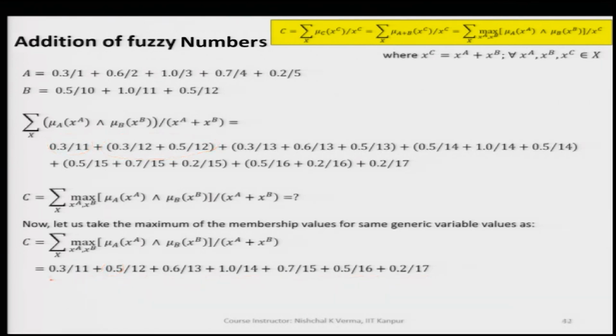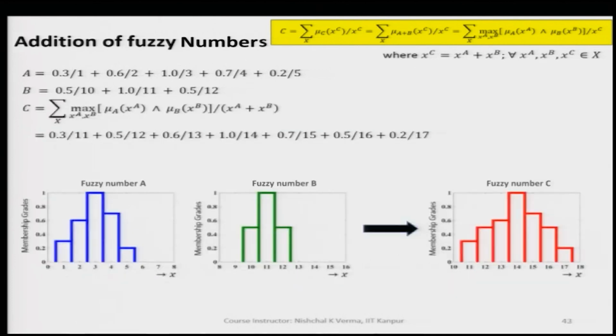So, this way we have the expression here of the resultant fuzzy set C, which is nothing but a fuzzy number. As I have already mentioned, this C is the addition of two fuzzy numbers A and B. So, this is how we obtain an addition of two fuzzy numbers A and B.